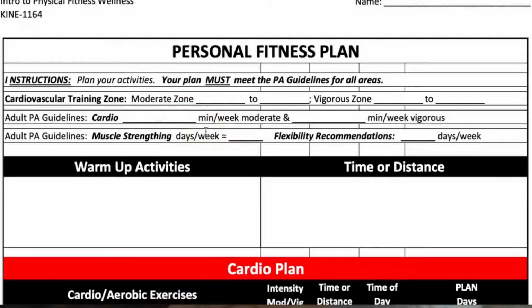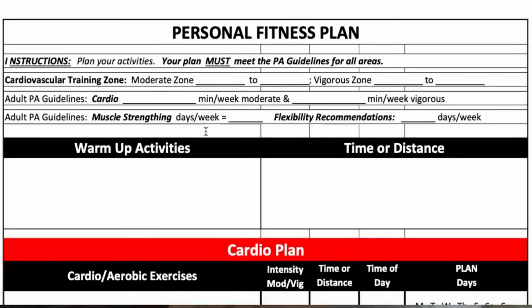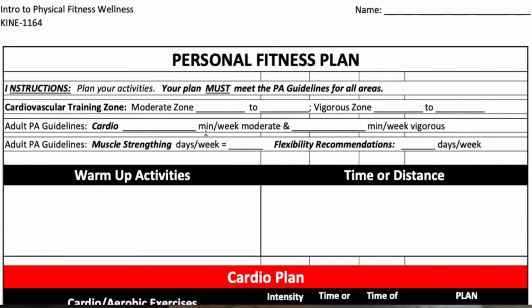So this first page is where you're going to be setting up your cardio plan. Now, this is a PDF document, but you can type on it. So in order to type on it, you're going to have to open up a text box. How do you do that? I want to come up here to where this little markup toolbar is, and click on that. Once I click on that, my toolbar comes up.